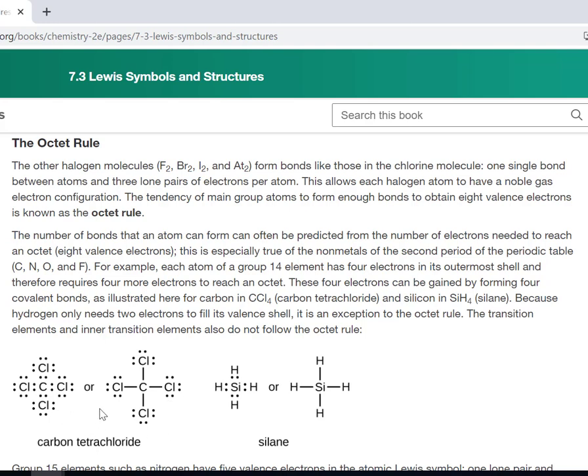So in this molecule, each of the chlorines has 6 lone pairs of electrons. They also have a single bond between the chlorine and the carbon. So the single bond counts as 2. Each of the lone pairs counts as 2. So we have 2, 4, 6, 8 electrons for that chlorine. Each one of these chlorines would have the same thing. For the central carbon atom, we have 2 for each bond. So we have 2, 4, 6, 8. So we have a total of 8 electrons to satisfy the octet rule on the carbon as well as on each of the chlorines.